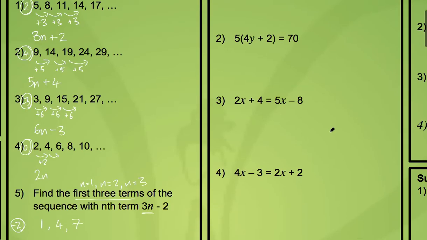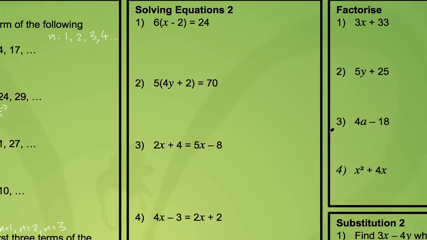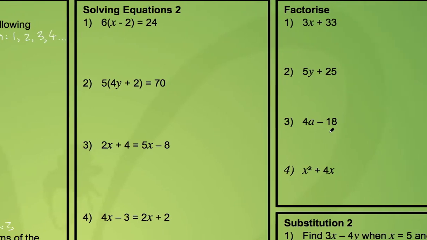On to solving slightly more difficult equations involving brackets here and sometimes an unknown on both sides. So first thing I would do here, expand the brackets. 6x minus 12 equals 24.